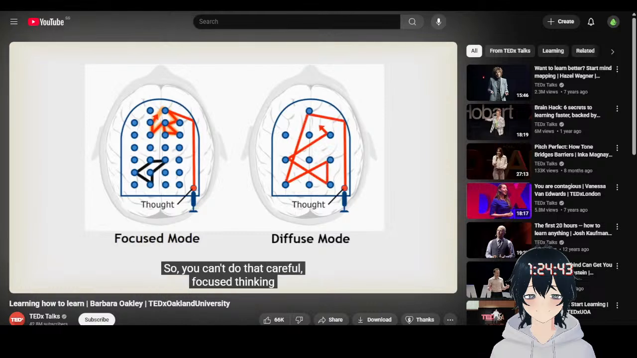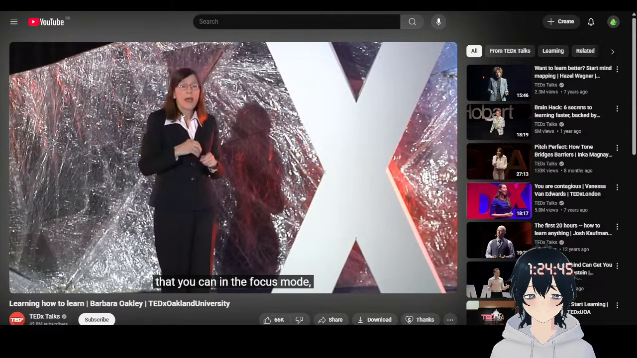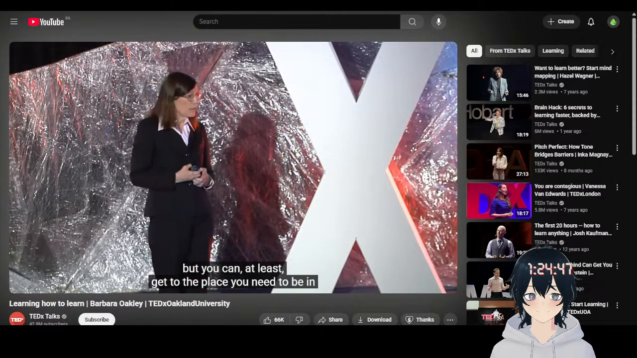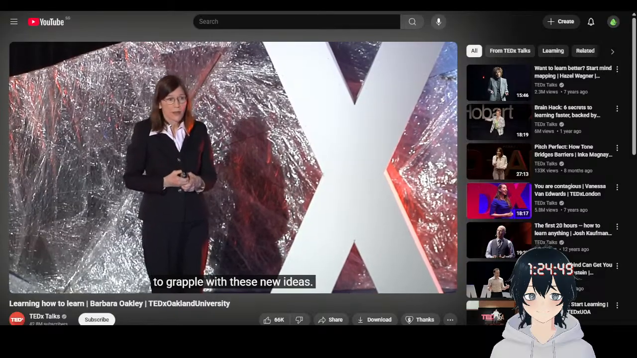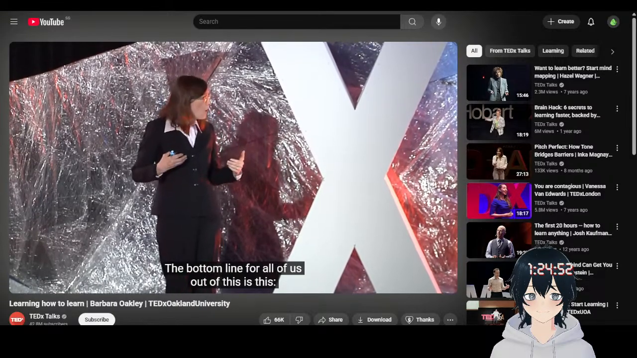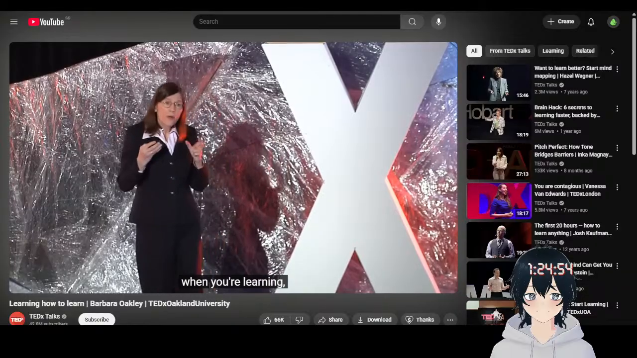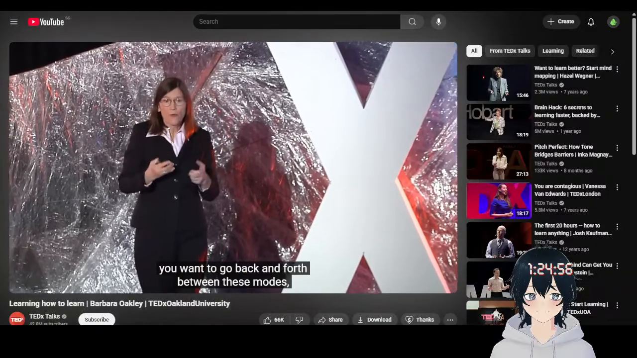So you can't do the careful focus thinking that you can in the focus mode, but you can at least get to the place you need to be in to deal with these new ideas. Okay. So the bottom line for all of us out of this is this. When you're learning, you want to go back and forth between these modes.